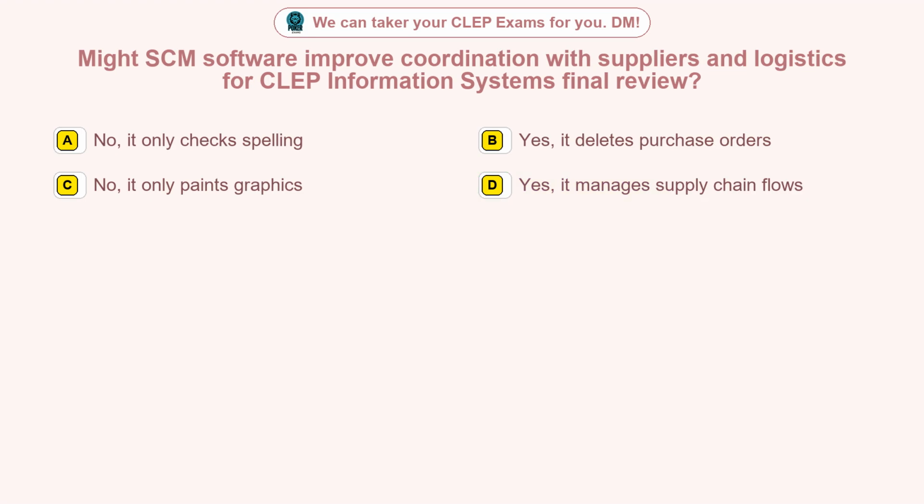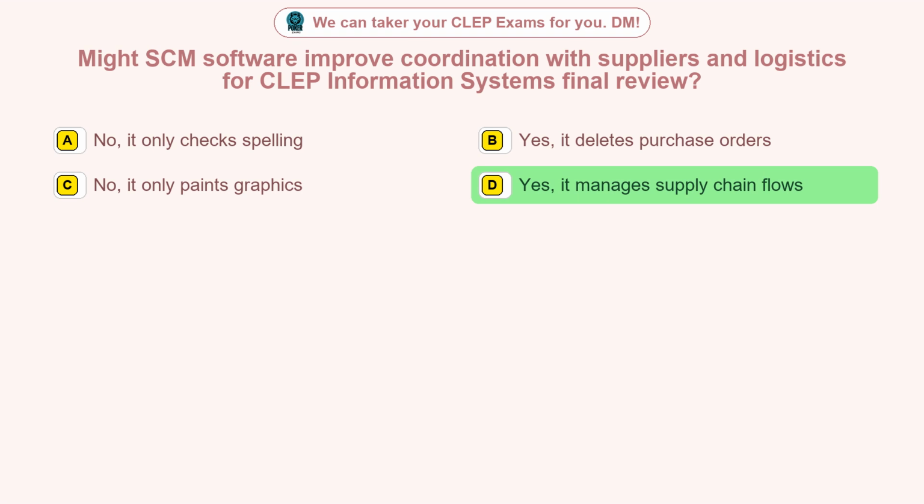Might SCM software improve coordination with suppliers and logistics for CLEP Information Systems final review? Option A. No, it only checks spelling. Option B. Yes, it deletes purchase orders. Option C. No, it only paints graphics. Option D. Yes, it manages supply chain flows.